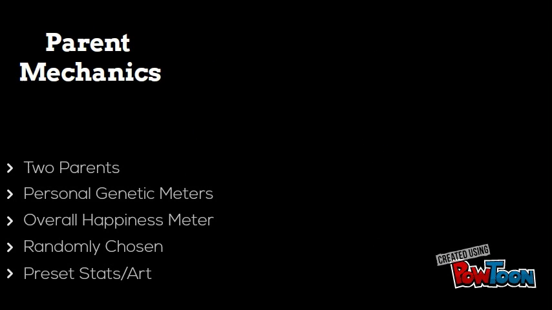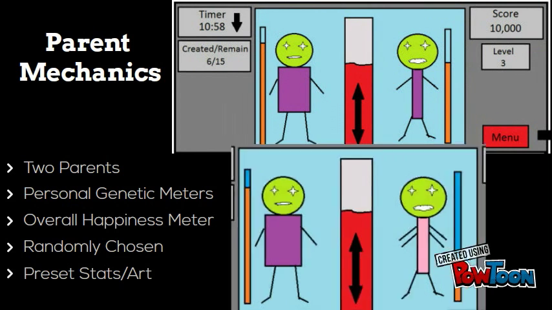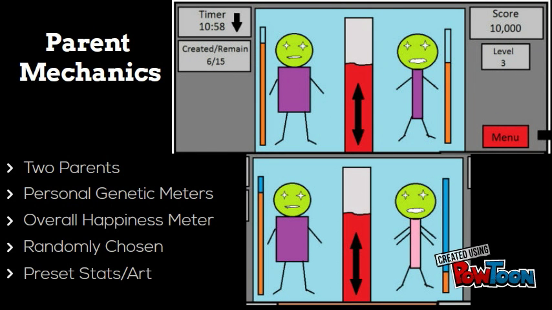Each baby has a pair of parents that come with their own personal genetic meters that show the players which parent's look is more important. If the mother has a higher genetic meter, then the player should focus on parts best suited to her look. Through the combination of parts based on this information, the happiness meter of both the parents will raise or lower depending on the player's choices.